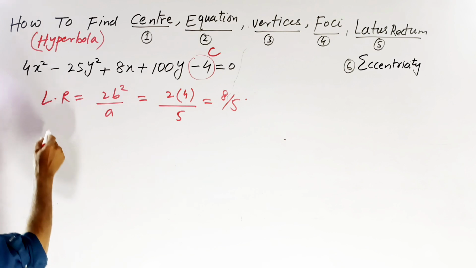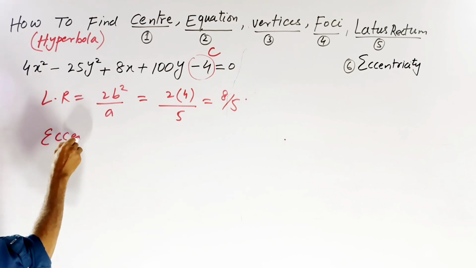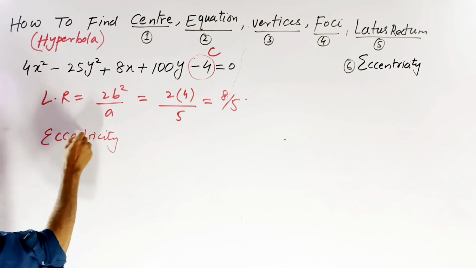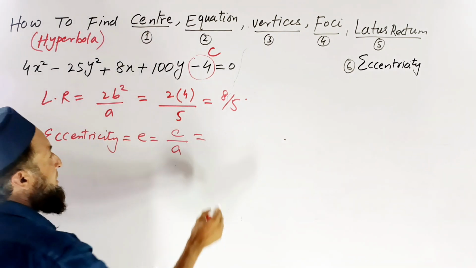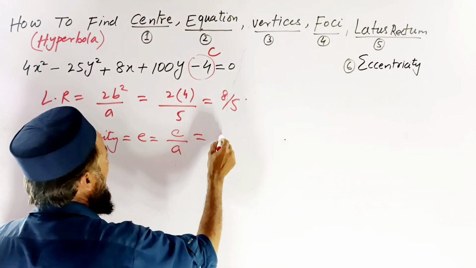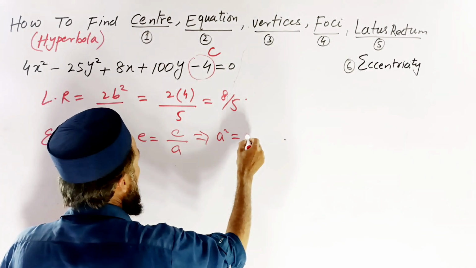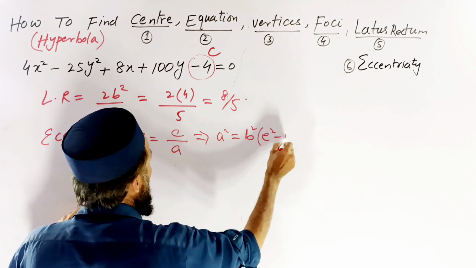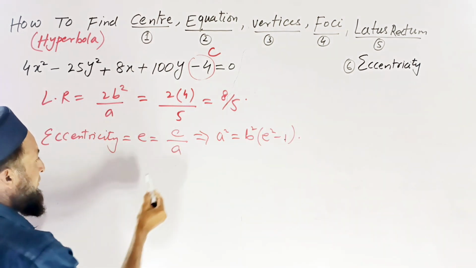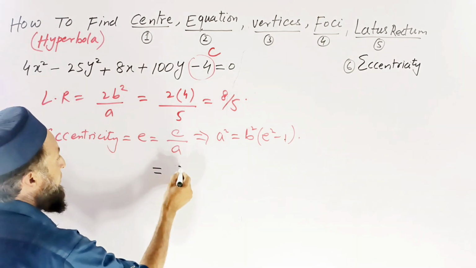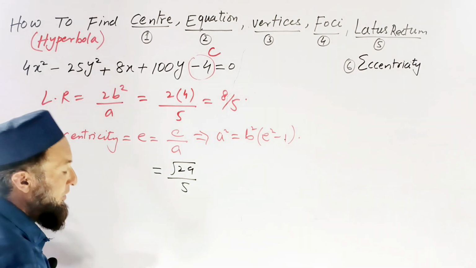Eccentricity is required, the sixth item. As we know, e is equal to c divided by a. We also have the formula b square is equal to a square times (e square minus 1), and we can also use this formula, but here the first formula is very easy. e is equal to c, which is the square root of 29, divided by a, which is equal to 5.